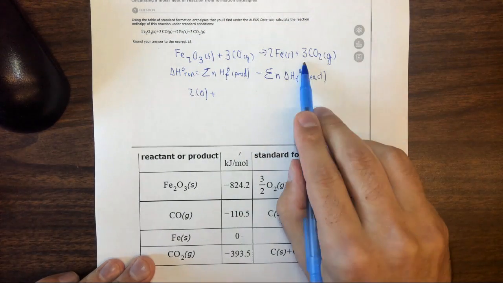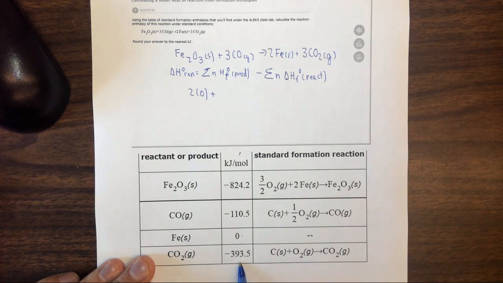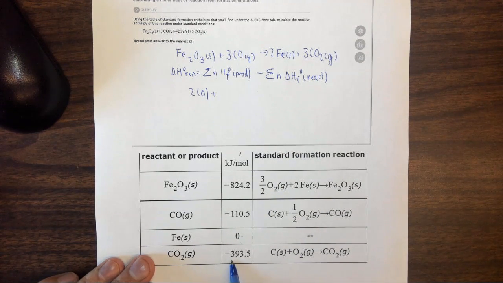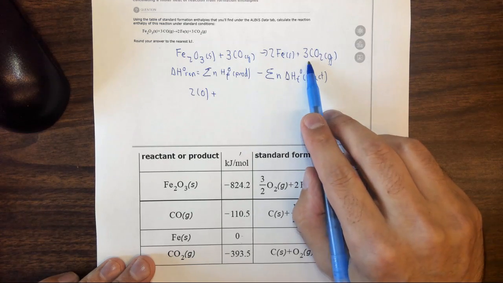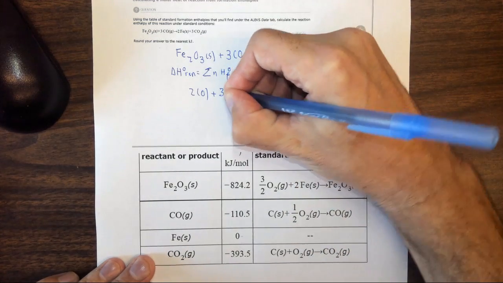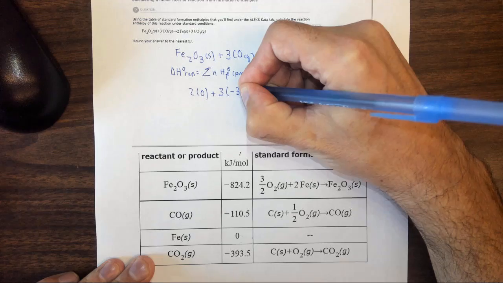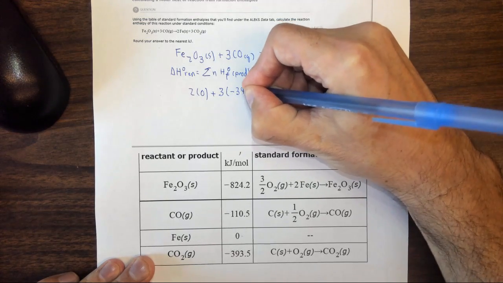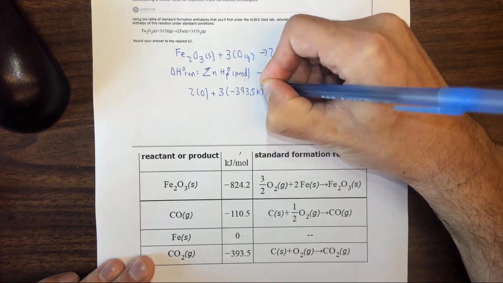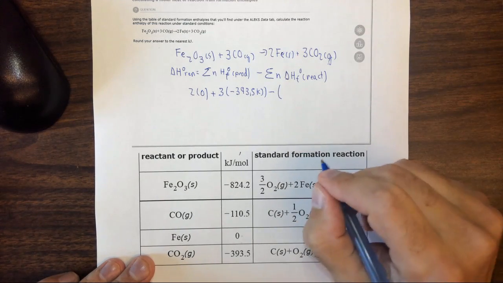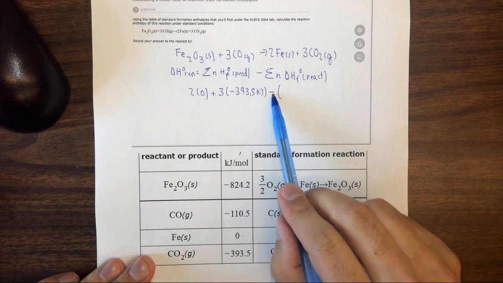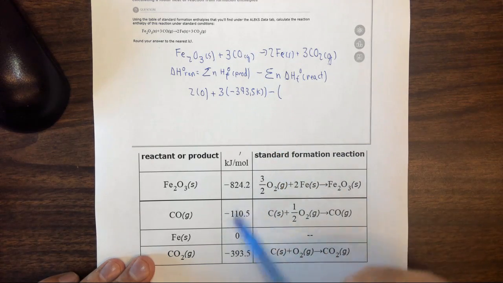Plus, the second product is carbon dioxide. Carbon dioxide has an enthalpy of formation of minus 393.5 kilojoules. This is to form 1 mole. So enthalpies of formation are kilojoules per mole, but we're not forming 1 mole, we're forming 3 moles of carbon dioxide. So if we form 3 moles of carbon dioxide, 3 times as much energy will be released, so 3 times minus 393.5 kilojoules.